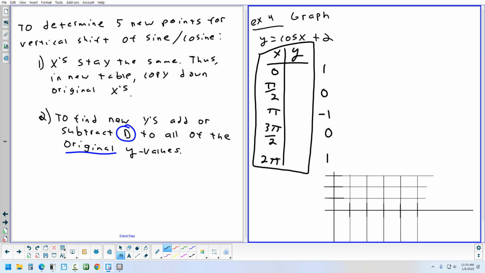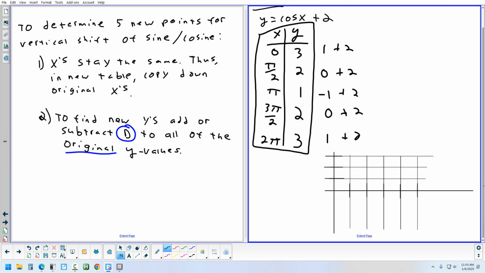All right. Now we have to modify all those y's. What are we going to do to all of them? We're going to add 2. So my new y values will be 3, 2, 1, 2, 3. 3, 2, 1, 2, 3. Yep, and there's our table. So that's the cosine function shifted up 2.